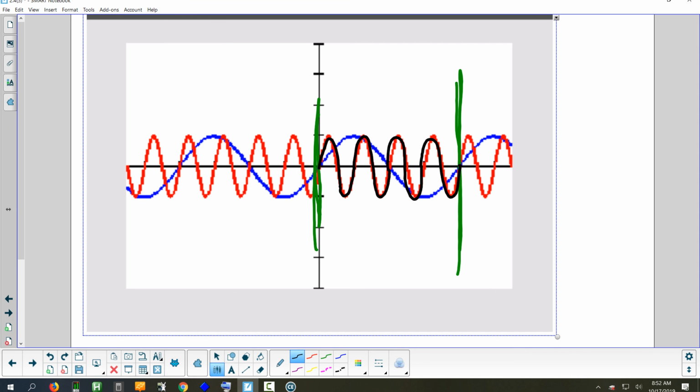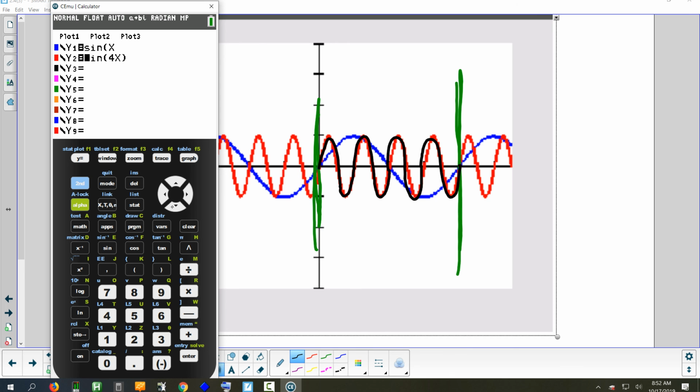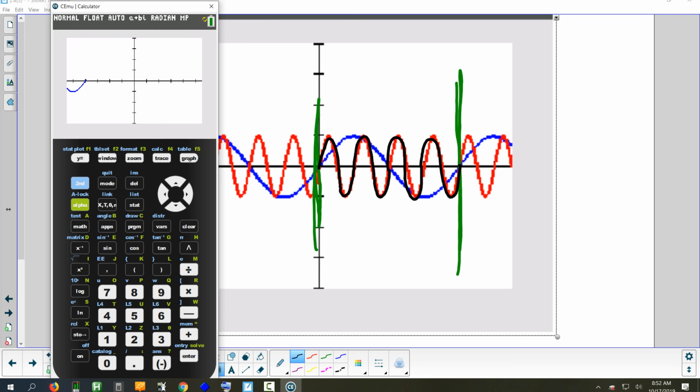Now, what do you think would happen if I change it from a 4 to like a 0.5? What do you think would happen this time? It's going to stretch out. Yeah, it's going to stretch it. So now the graph in red is going to be bigger. It's going to be stretched out horizontally. There's your original, and there's your graph in red now.